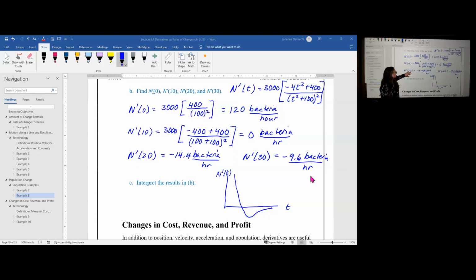Then at t equal 20, the rate of change is negative 14.4 bacteria per hour. But at t equal 30, the rate of change is negative 9.6 bacteria per hour. The magnitude between these two is greater at 20 than it is at 30, which means that I must have a low spot in the graph, and then it's coming back up and probably approaching 0.